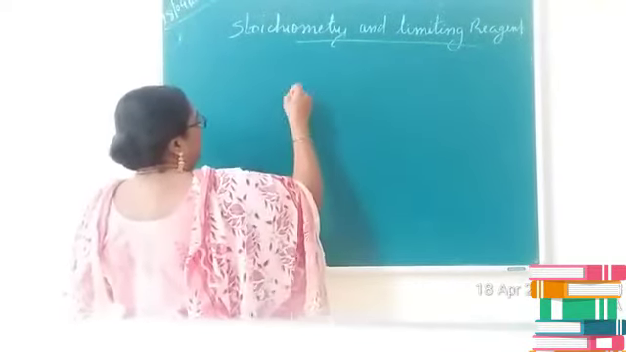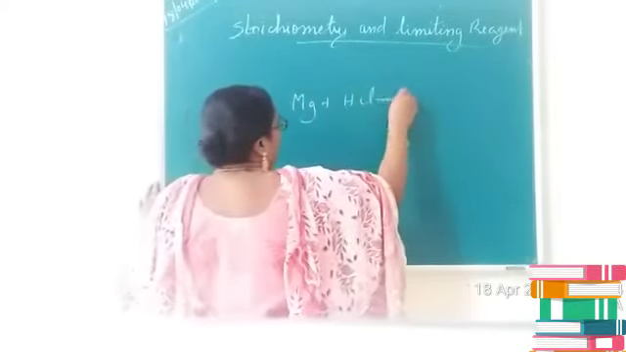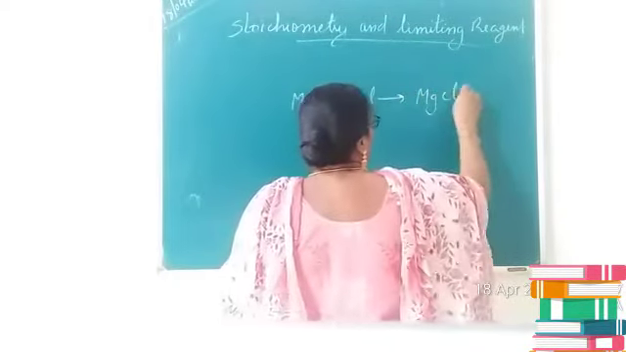For example, consider that magnesium reacts with HCl, producing magnesium chloride and hydrogen.